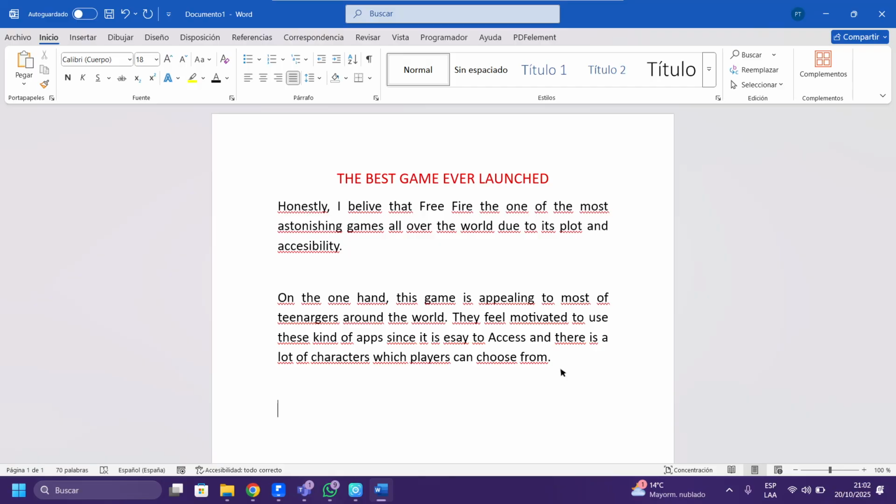So on the next paragraph, what do we have to do? On the other hand, there are negative aspects. On the negative side, you can say, for example, there are several guns or maybe skins, which are the suits for the characters in the game, and accessories.